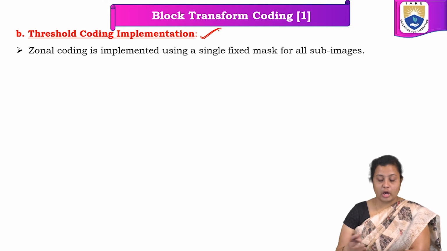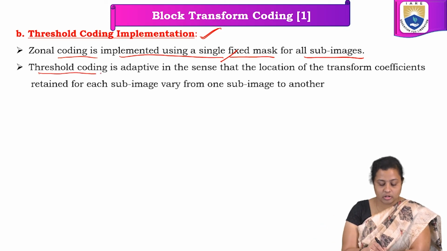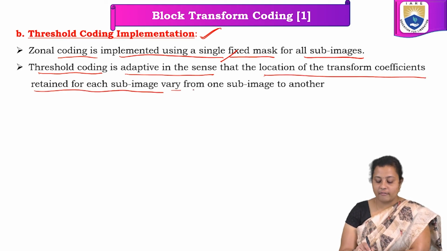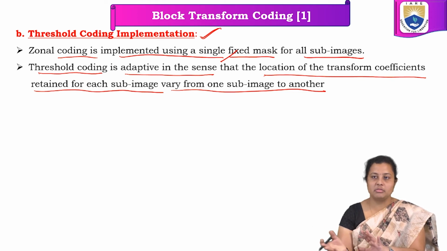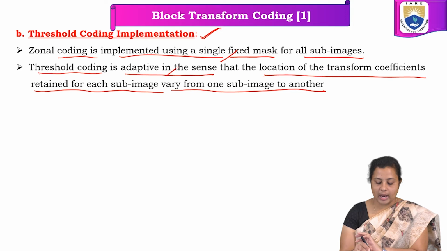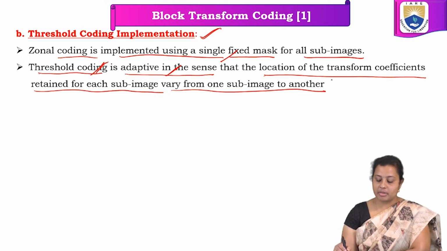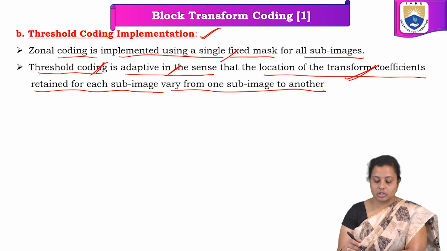So in threshold coding, how is it different from zonal coding? Zonal coding is implemented using a single fixed mask, and that way it is used for all subimages. Irrespective of how the variance is, the same mask is used for all the subimages. Whereas threshold coding is adaptive in this sense: the location of the transform coefficients retained for each subimage varies from one subimage to another. Because of that, we use an adaptive mask. So thresholding is one such technique where an adaptive mask is generated based on the location of my transform coefficients. So this is much more advantageous than zonal coding, right?